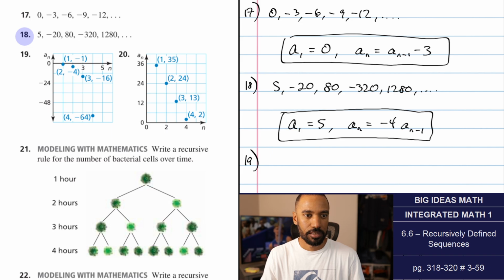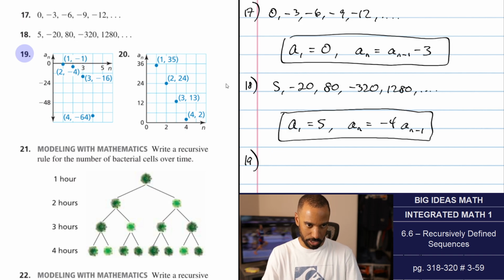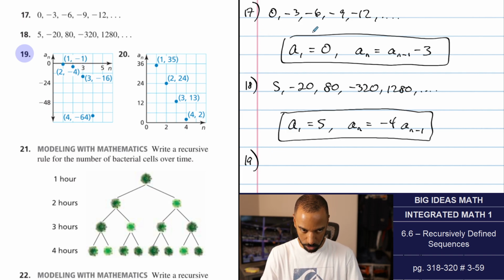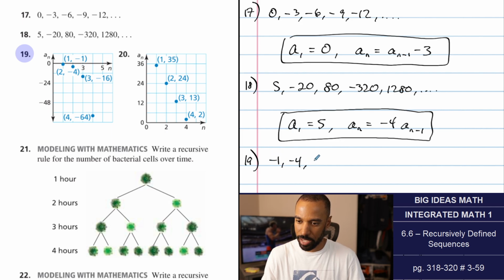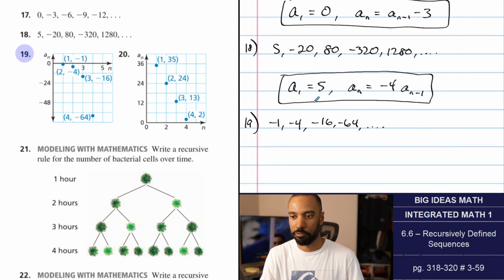Number 19 is a graph. Look at where the numbers indicate. We've got to look at the y values here. So the first term is -1, second term is -4, etc. Looks a little weird because of where they write the ordered pairs, but -1, then -4, then -16, then -64, and it would continue. Now, last time we were multiplying by -4, starting from 5.